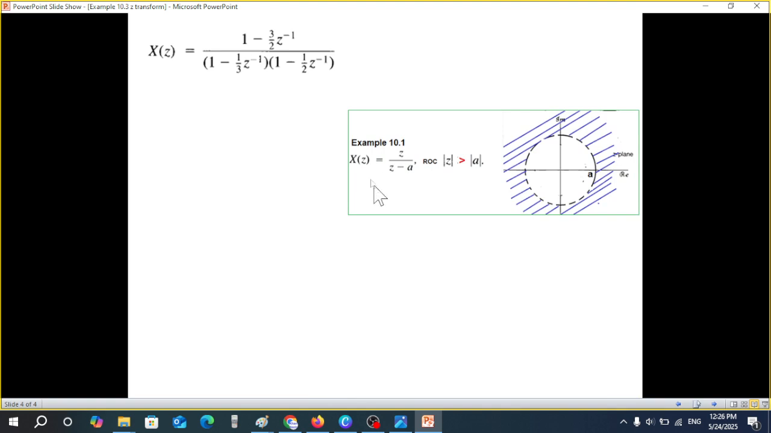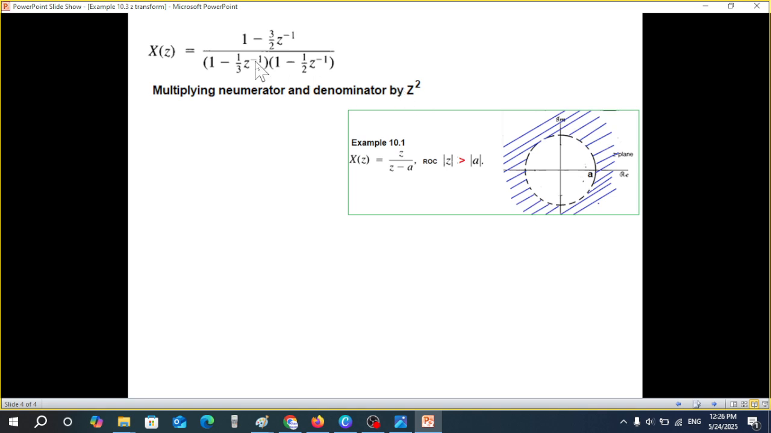Now to plot, we have learned already in example 10.1 that for mod of z greater than a, the ROC will be a circle with radius a, and it will be outside that radius, because it has to be greater than a. So a could be anywhere, here, here, here. So the ROC is outside. Same here.